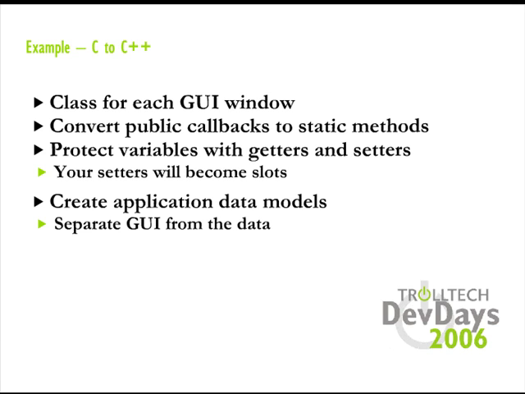You've got to protect any variables that are sitting global with various getters and setters. Your setters essentially become slots in the long run. You want to create an application model that separates your GUI from what's happening to the data. And as I said before, the data model shouldn't need to include any Motif headers. And if you've done that, you've got a much better chance of being able to convert that interface to Qt.